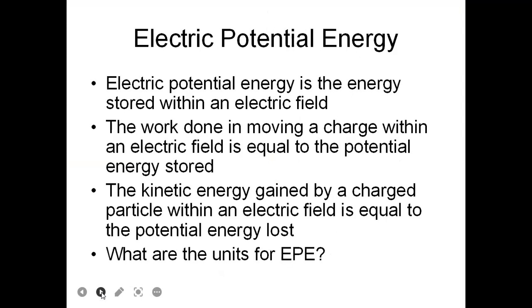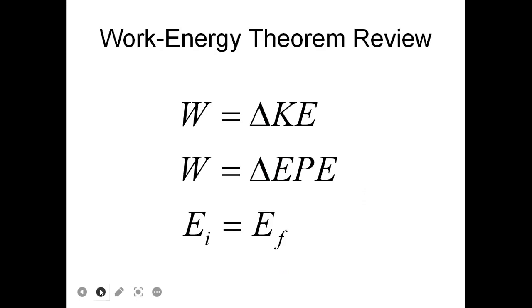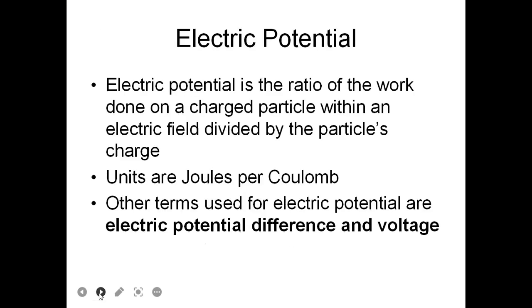So, electric potential energy. Electric potential energy is the energy stored within an electric field. The work done in moving a charge within an electric field is equal to the potential energy stored. So potential energy can be measured with the help of the electric field. The kinetic energy gained by a charged particle within an electric field is equal to the potential energy lost. That means potential energy lost equals kinetic energy gained. So what are the units of electric potential energy? EPE, electric potential energy. And we are discussing this line of force of the electric field from A to B. By the work energy theorem, the electric potential energy and kinetic energy will be the same.